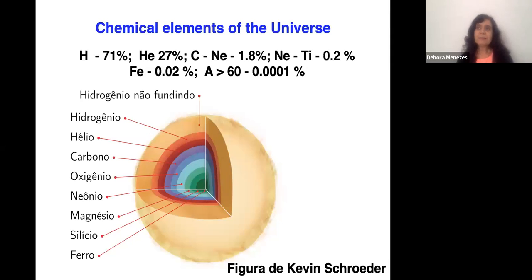So while the star is alive, it's fusing elements from hydrogen to iron. So this is a kind of onion star. And you can see all these layers, so those are the chemical elements that can exist or can be formed during the fusion inside a star. So this also explains why 71% of the elements in the whole universe is hydrogen.